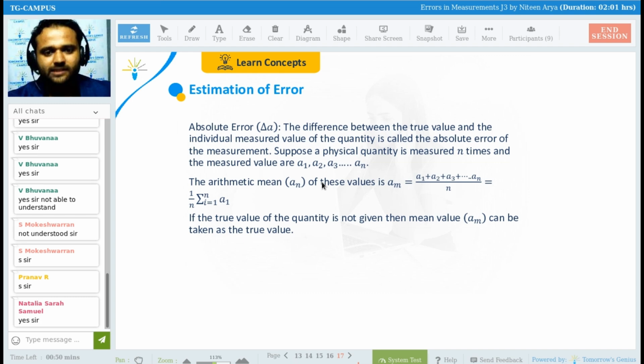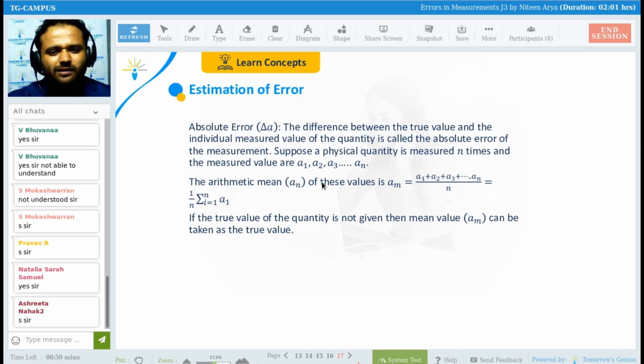So let's discuss this. What is an estimation error? You are just going to estimate, you can say an approximate value. So in estimation of errors, there are 3 types of errors: absolute error, or absolute mean error, and relative error. And with the help of relative error, we have a percentage error also. So this is the first estimation error.